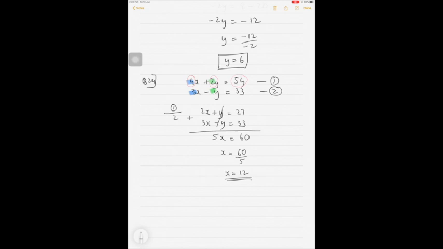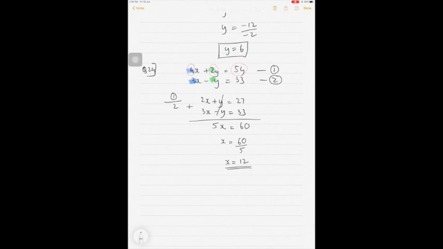Right? Now substitute x is equal to 12 in an equation. I want you all to write here, equation 1 divided by 2.